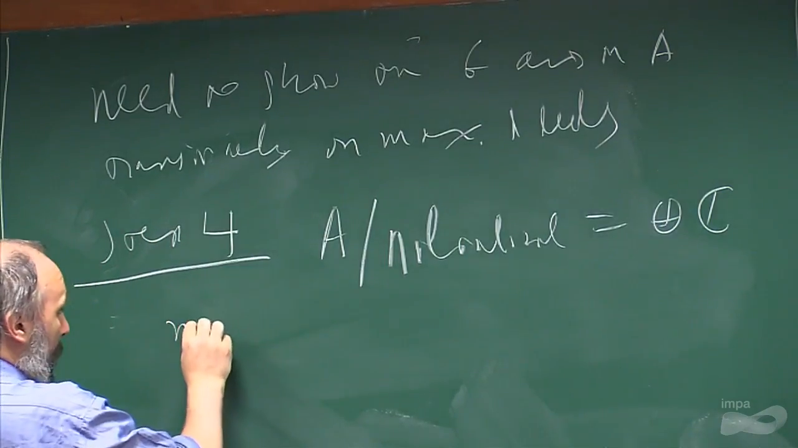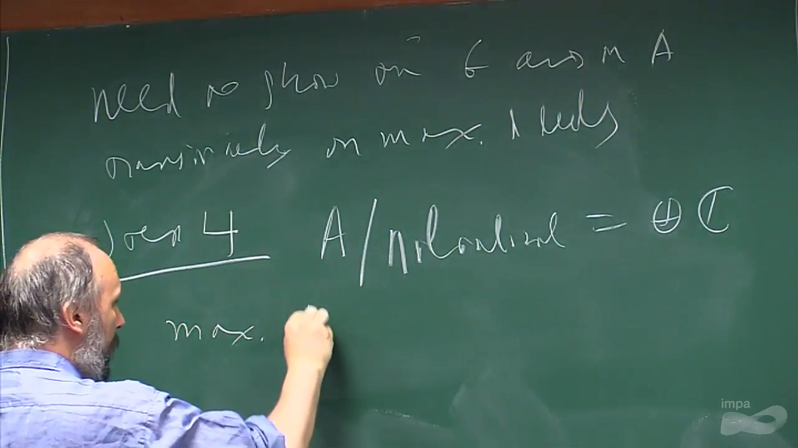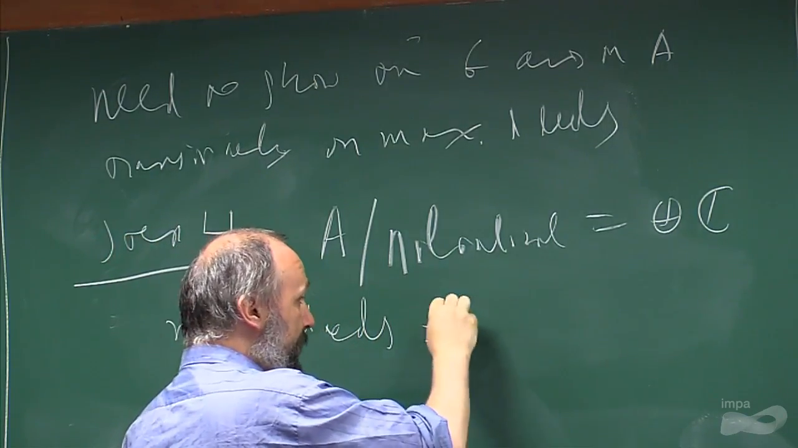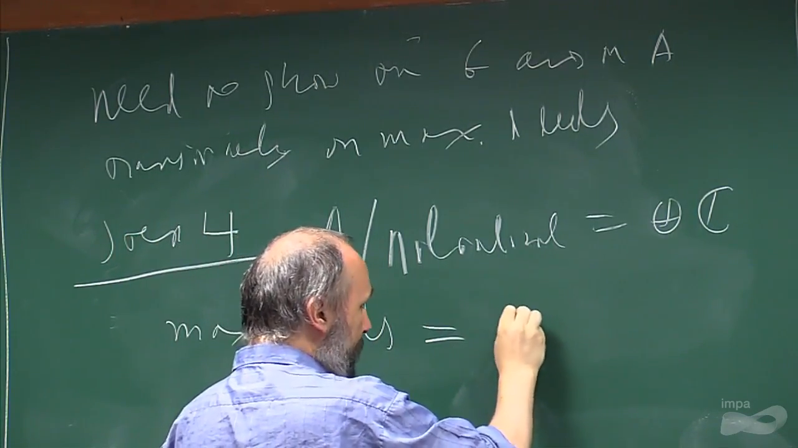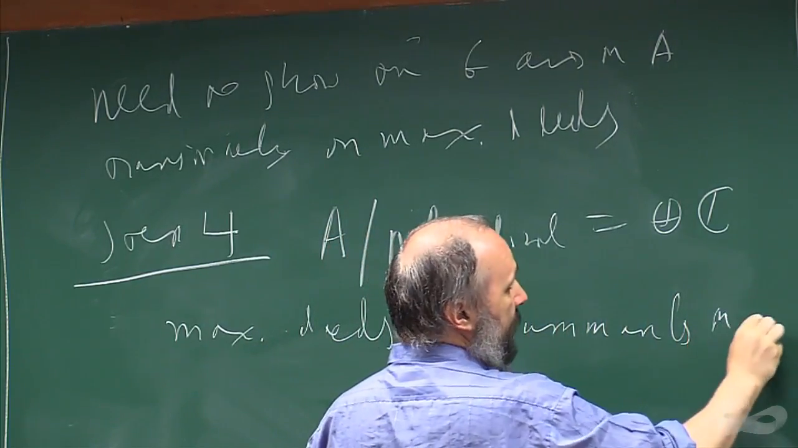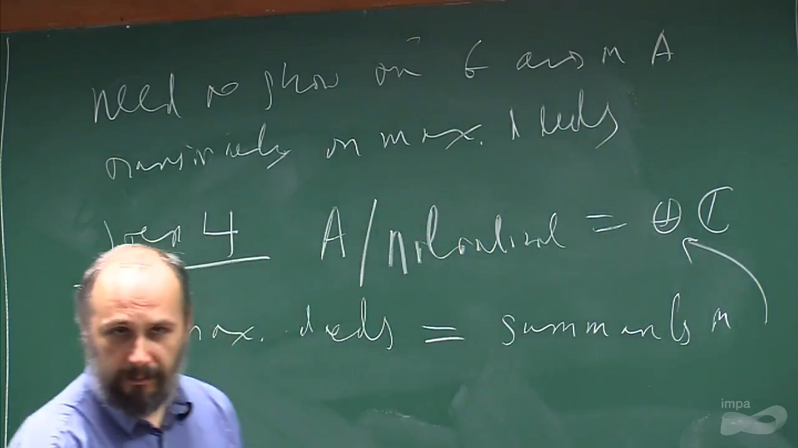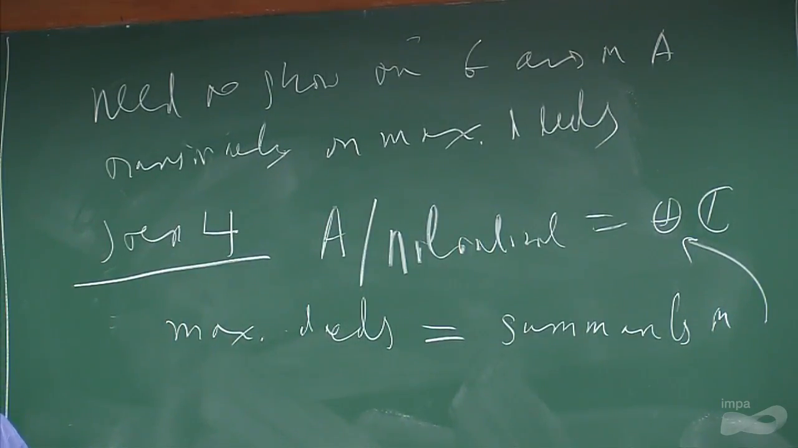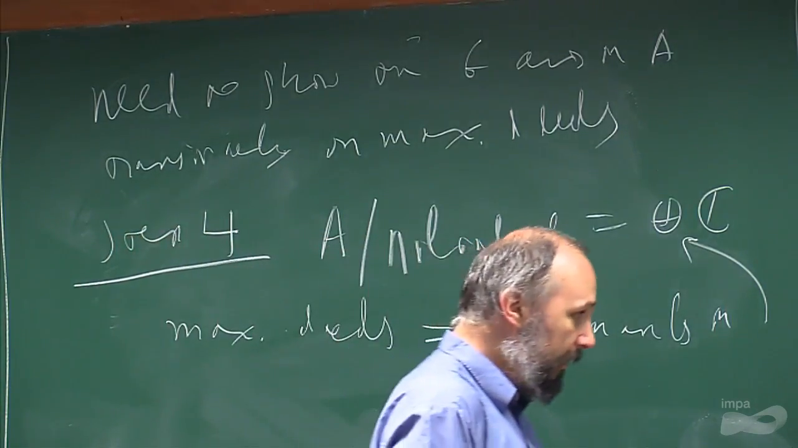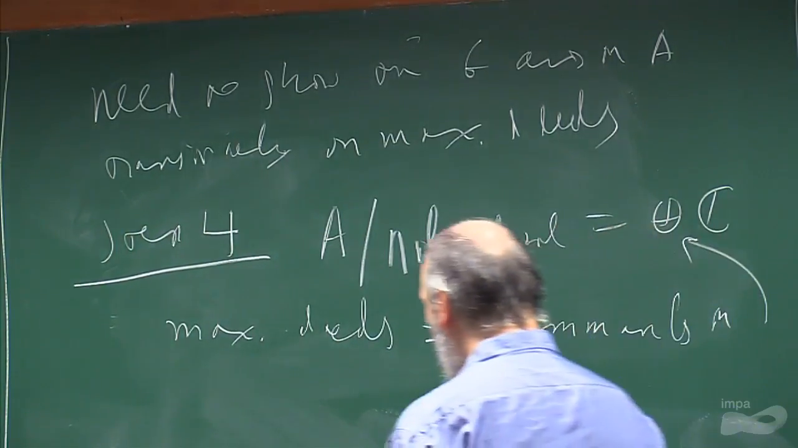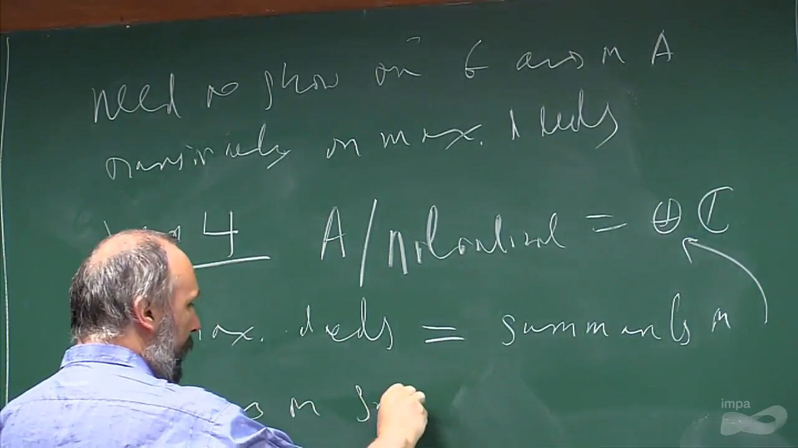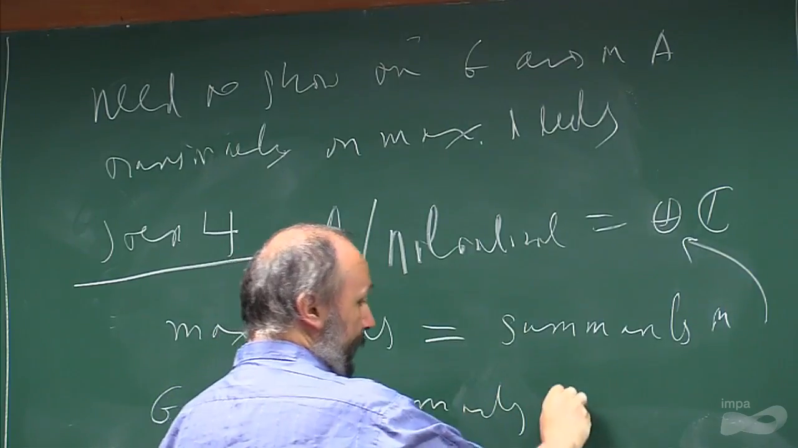Okay, and obviously maximal ideals are in one-to-one correspondence with summands in this direct sum. Clear? Okay, now since this is true, G acts on summands transitively.